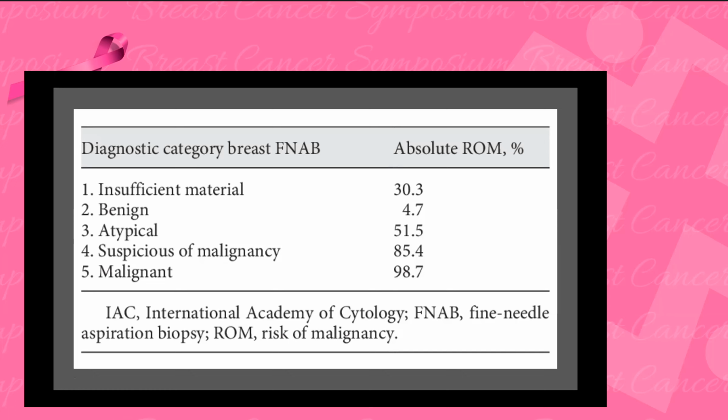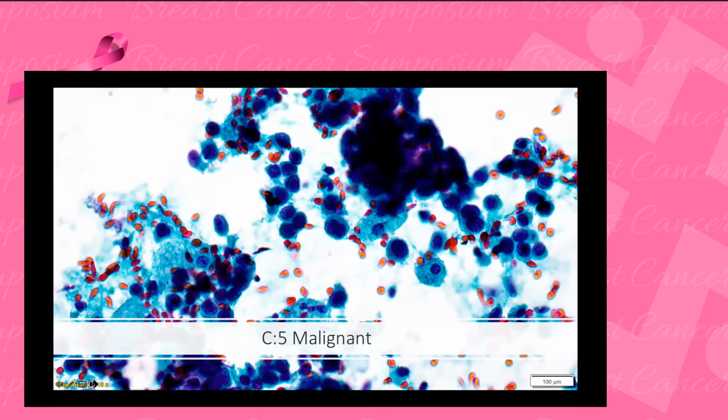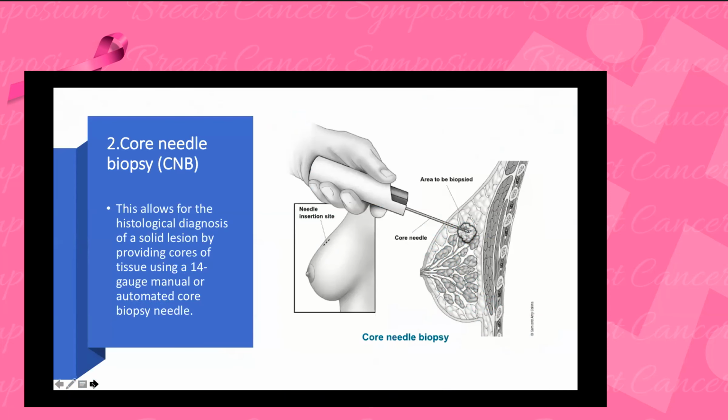Suspicious malignancy, which is category 4, the risk of malignancy is about 85%. And here, if the patient is diagnosed with malignancy on cytology, your risk of malignancy is almost 100%, being at 98.7%. And this is just a slide showing you a C5 category where we've got malignant ductal cells in a patient who has ductal carcinoma of the breast. So that is your first technique, which is the fine needle cytology.